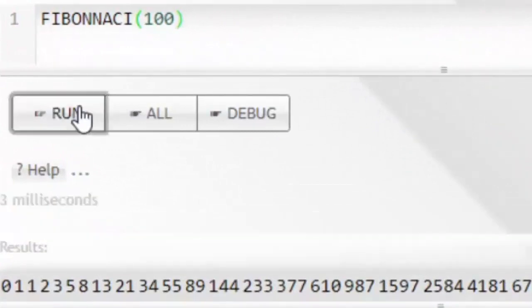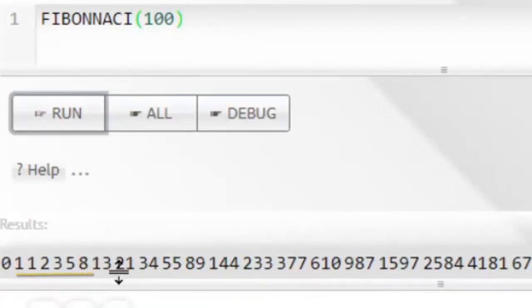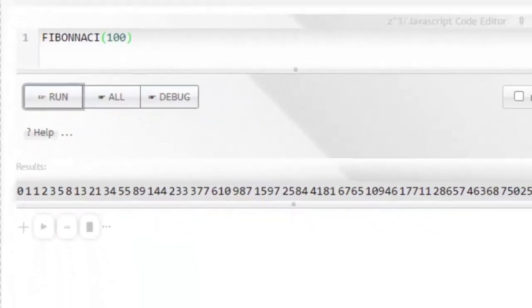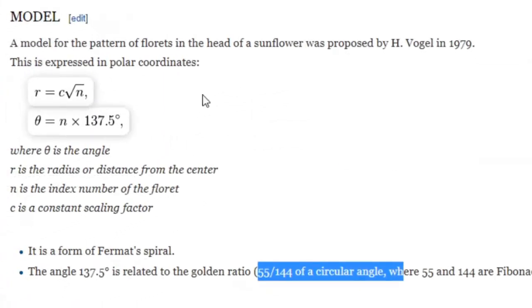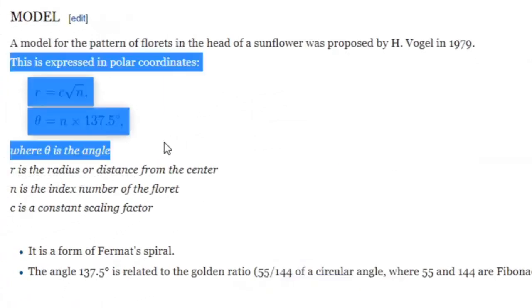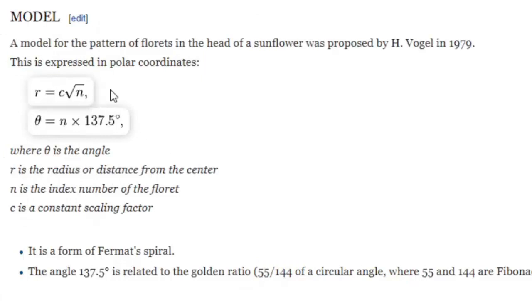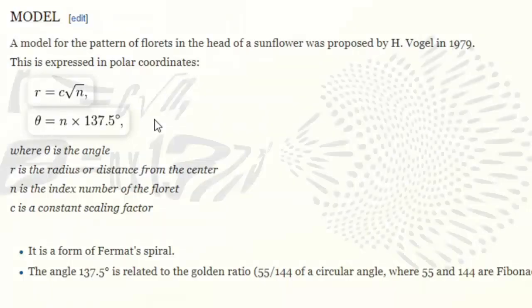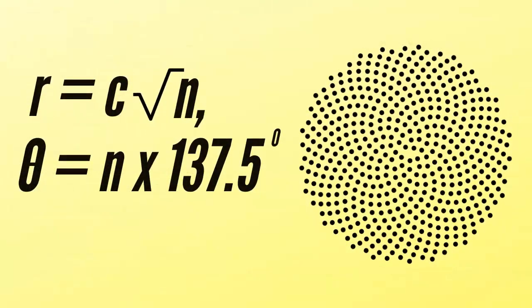The Fibonacci series goes as follows: 1, 1, 2, 3, 5, 8, and so forth. And this particular ratio of certain arrangements inside a flower follows this equation: r is equal to c multiplied by the square root of n, and theta is equal to n multiplied by 137.5 degrees. Here n is the nth floret, c is a constant, and 137.5 is something called the golden angle, and we will address the golden angle in a minute.